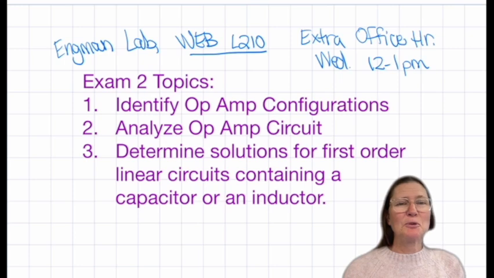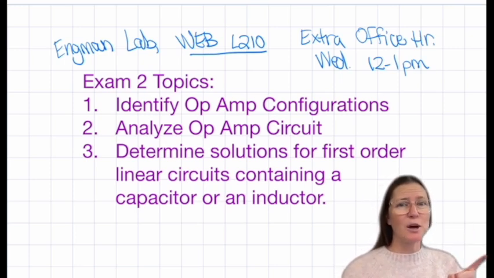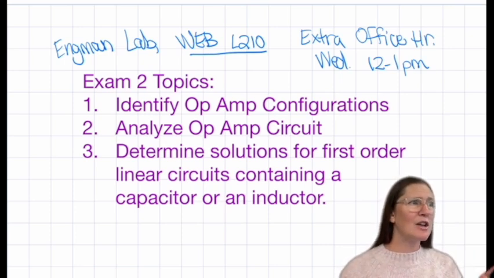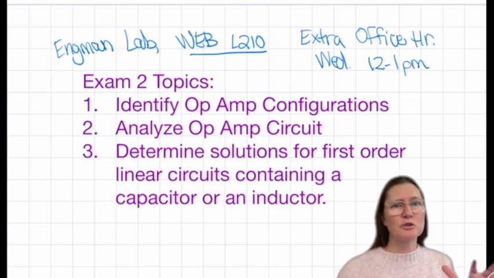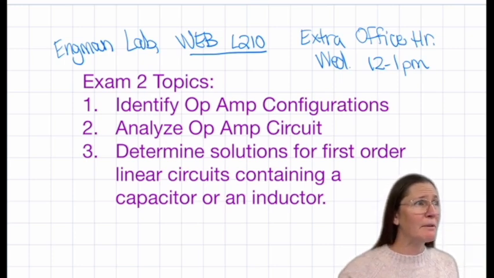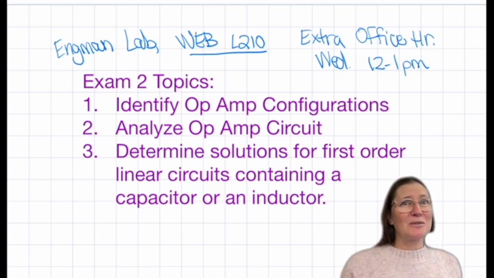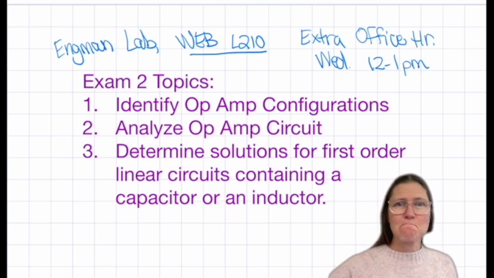Okay, so topics. There are going to be 3 main topics: identifying op-amp configurations, analyzing op-amp circuits, and then determining solutions for a forced first order linear circuit containing either a capacitor or an inductor, but not both. So it will only be first order. Any questions about the content that will be on the exam? No questions? Okay. Hopefully that will be straightforward.